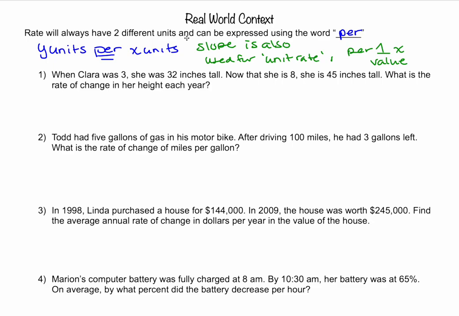So if we read this, we have height each year. That can be rewritten as height per year. How many inches per year does she grow? So this would be our y per x. So if we write that out, our x coordinate would be our year, and our y coordinate would be our height.